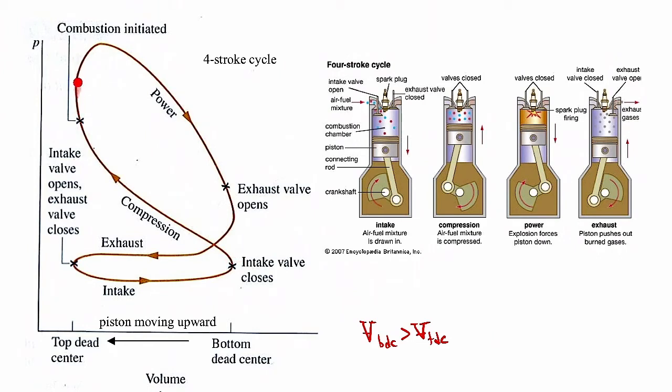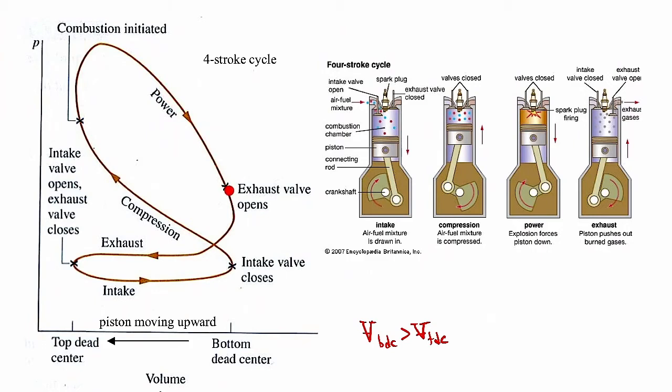Now that we've ignited the fuel-air mixture, we get the power cycle. So the pressure goes up, and we push down on the piston face. So we're over here. We're pushing down on the piston face, so the volume gets larger because we're pushing the piston down. So we're headed from left to right in the plot, so the volume's getting bigger.